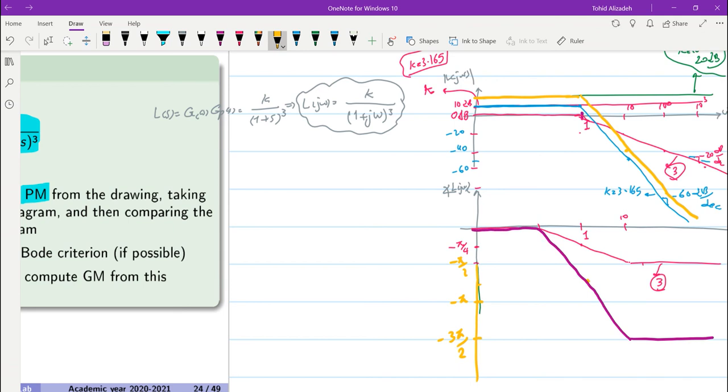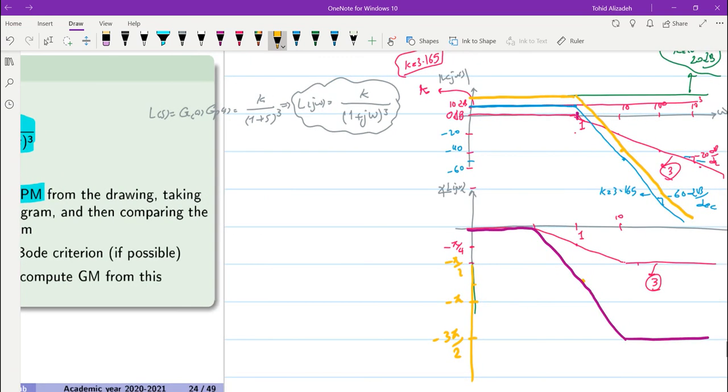Now, if I want to find out the phase margin, we would need to determine the omega c, the crossover frequency. For K equal to 3.165, the crossover frequency will be around this point. We can indeed find the exact value.